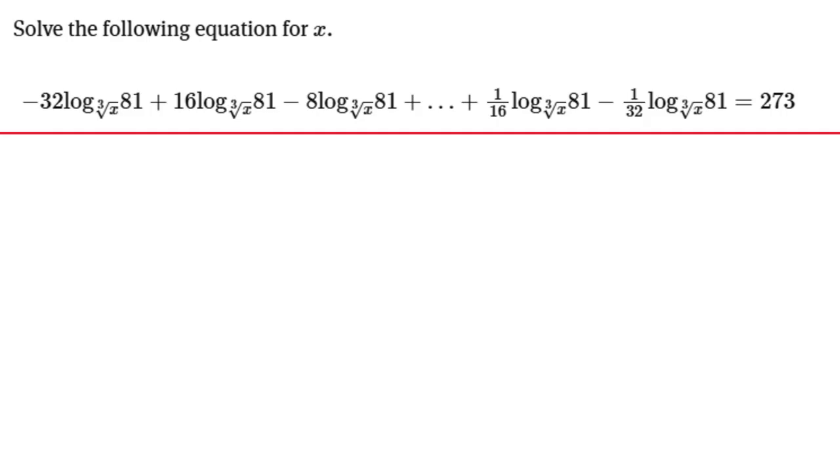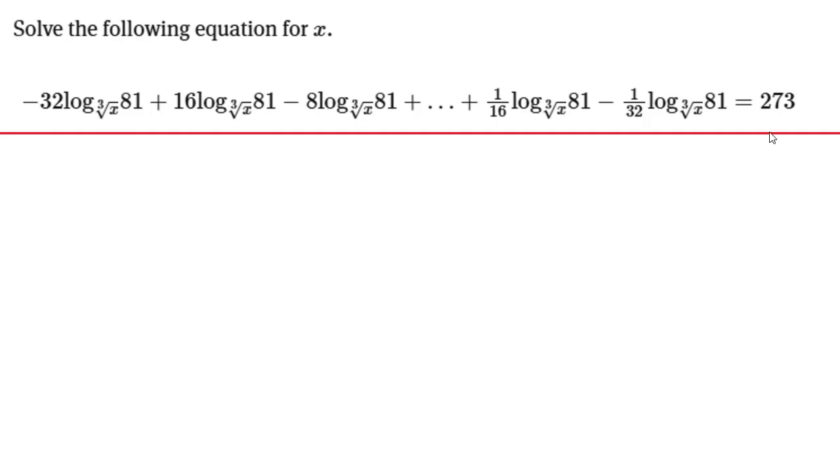So when you look at this question, you should be thinking, I'm not going to be intimidated by this difficult base. It's easy to change bases. And anyway, if we look, it's the same base everywhere. In fact, it's the same number everywhere. Log of 81 everywhere. We can just factorize that out.